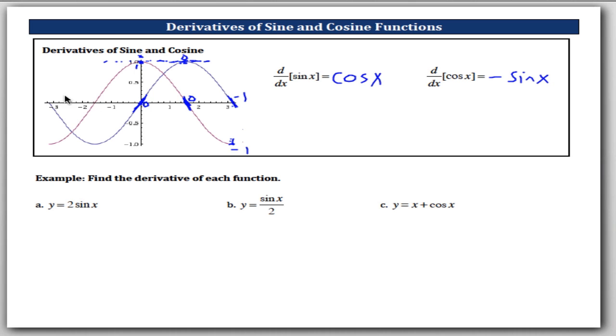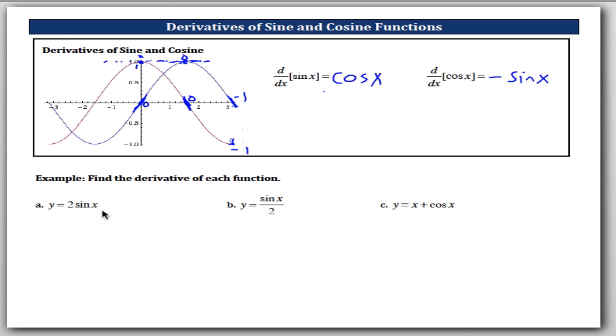And you can spend a little more time if you want to try to see how that works right over here. But you can also memorize these. Derivative of sine is cosine. Derivative of cosine is negative sine. So you will have to have those memorized. So let's go ahead and find the derivatives here.